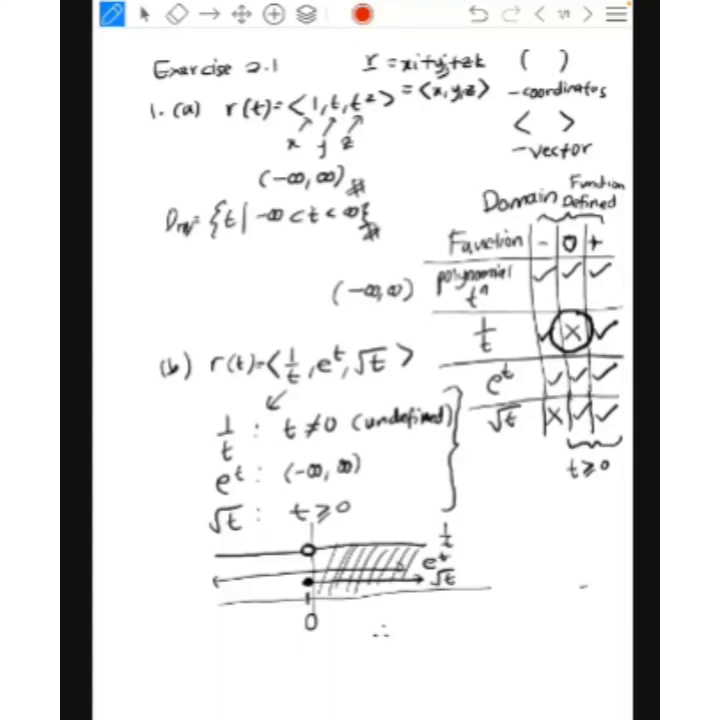So your domain must be from 0 until infinity, but not including 0. If including 0, then your bracket should be like this. This one means it's included, but this one means it's not included. So if you want to put it in terms of domain, it will be 0 until infinity, with t in between.